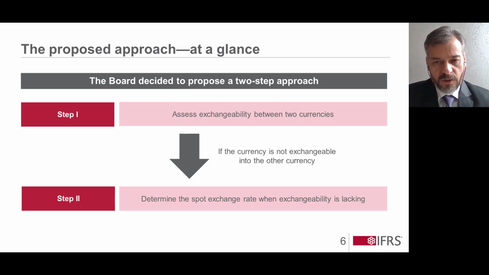In the first step, the company would assess whether a currency is exchangeable into another currency. If the company concludes that the currency is not exchangeable into the other currency, the second step proposes to specify how a company would determine the spot exchange rate. There would also be additional disclosures a company would be required to make in this situation. Jawed and Paolo will now walk us through the board's proposal on these two steps.